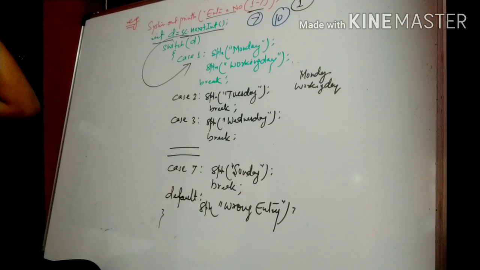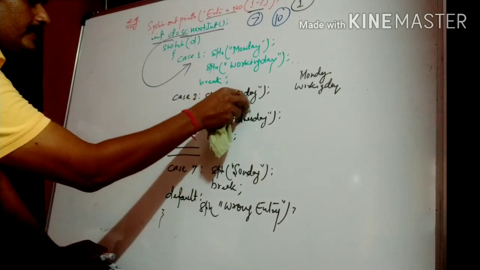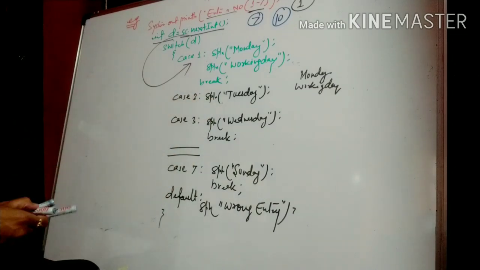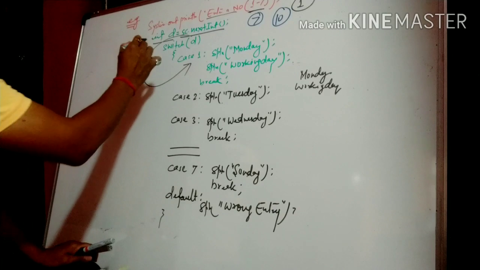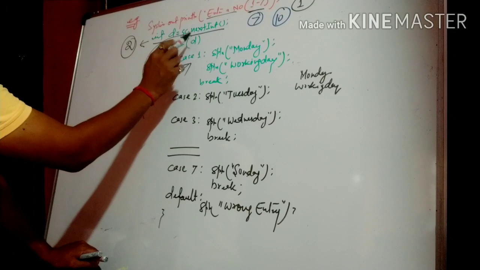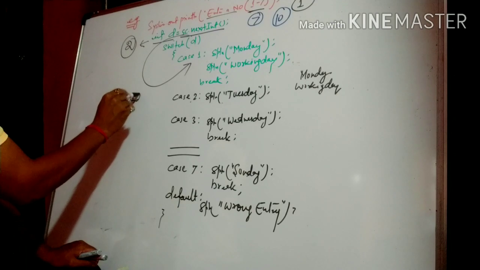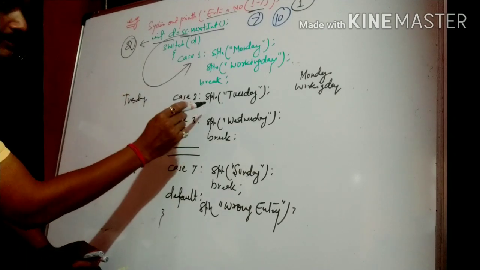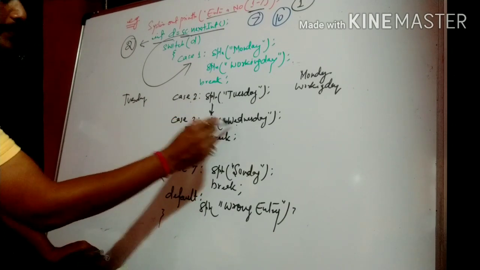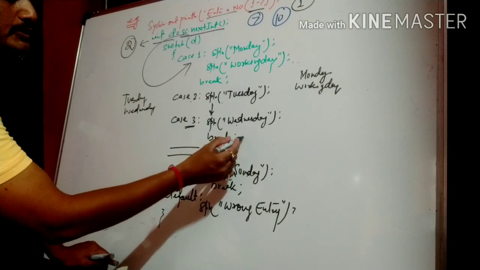Now children, see carefully. Suppose I remove the break keyword from case 2 and here input a number. The number is 2. That means control will move to case 2. In case 2, it will print Tuesday. Break is not there, so it will go to case 3 and print Wednesday. After that break is there, so it exits from that part.